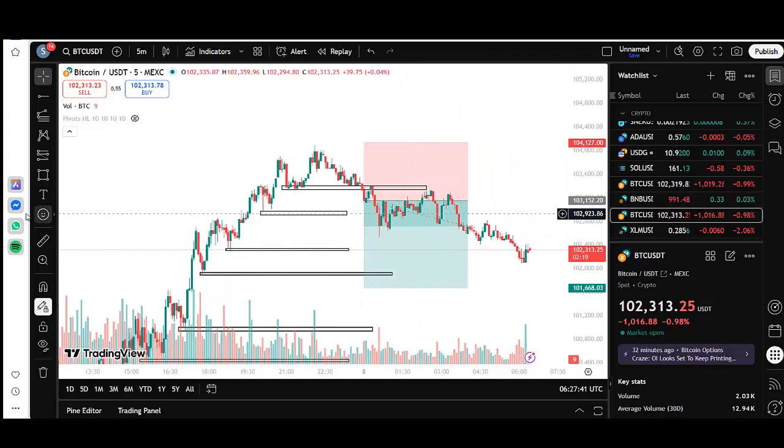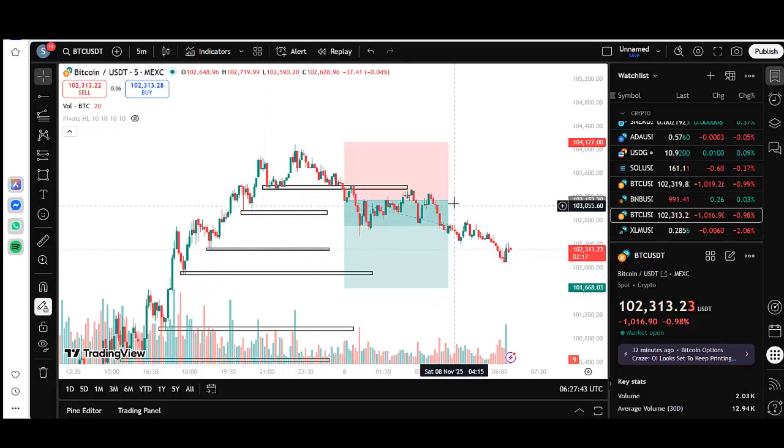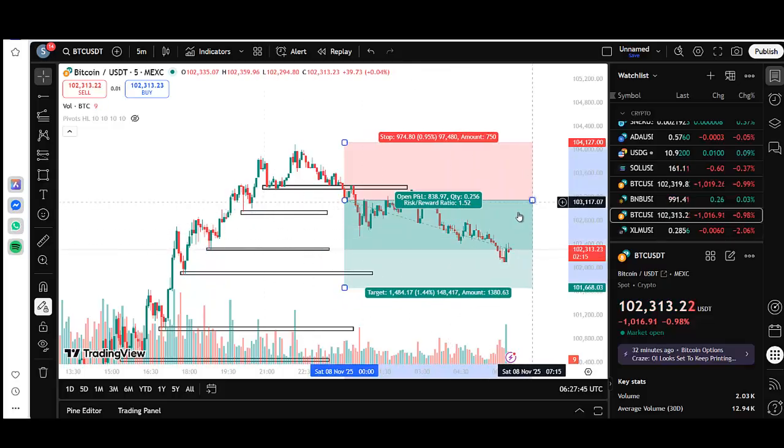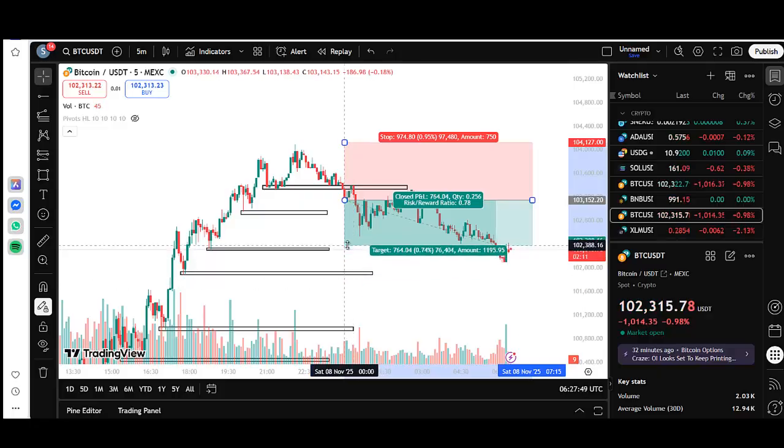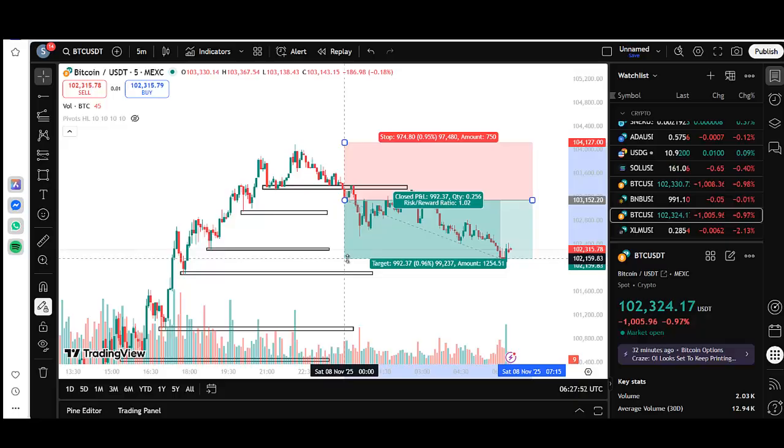If you don't want to go for the simple 2-to-1 risk to reward, you can just do 1-to-1. It's no problem. If you did 1-to-1 here, the trade would have been won.